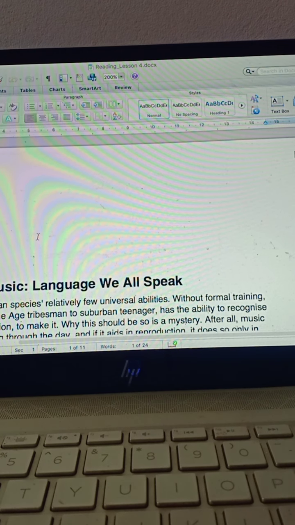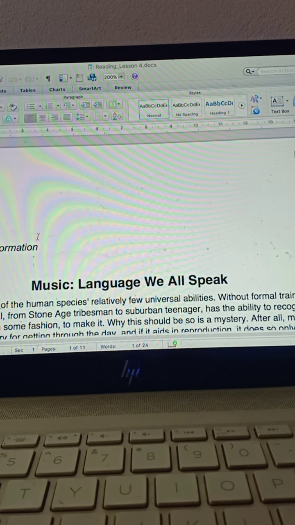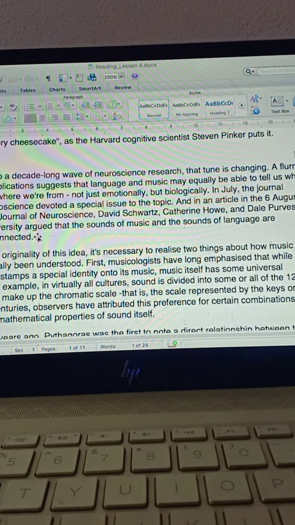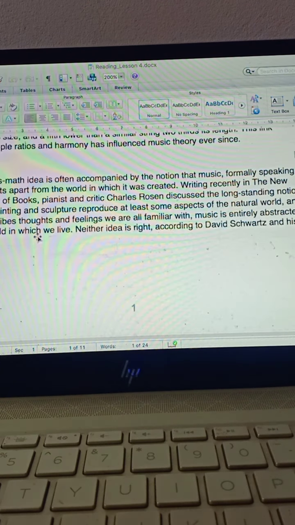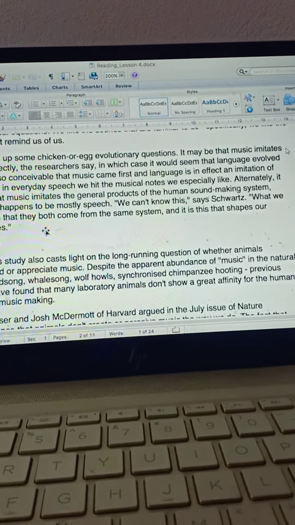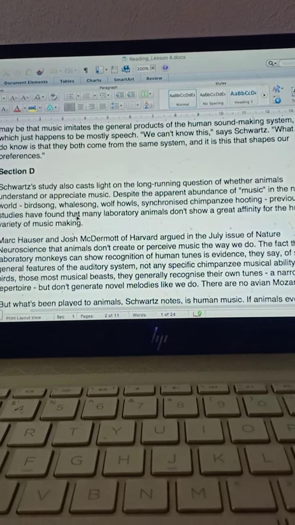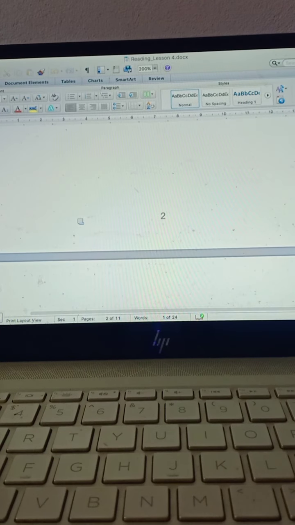The reading text number 1 that we have here, and then we'll see what it is in terms of the matching information question. The first one that you have here is Music, language we all speak. And then you also see that we have different sections of the text. They are not paragraphs, but different sections. And this reading text is of the length that we have in the real test. It is not too short or too long.